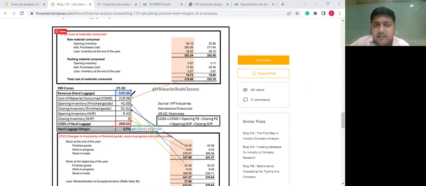So if you want to calculate manufacturing COGS, which happens to be hard luggage COGS, how is it that you're going to proceed here? 219, which is cost of raw materials consumed, plus opening minus closing. So how much is opening finished goods? 42, minus closing finished goods, which is 52, plus opening work in progress, which is 9.43, minus closing work in progress. That should give you 209.